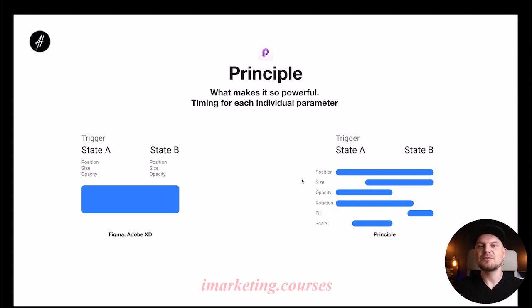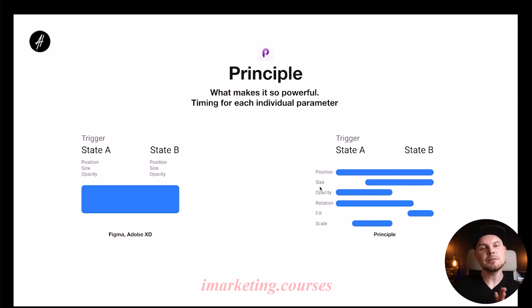You can set the timing for each individual parameter. As we discussed, position, size, color, and all these things. As you can see, we have state A, we have state B, but it doesn't mean that in the time frame that you set, let's imagine 1 second, the entire animation will happen in 1 second. Yes, it will happen in 1 second, but the parameters can change their values inside of this 1 second at different times. As you can see, position happens from 0 to 1 second.